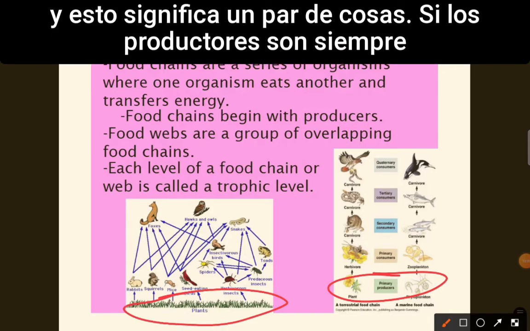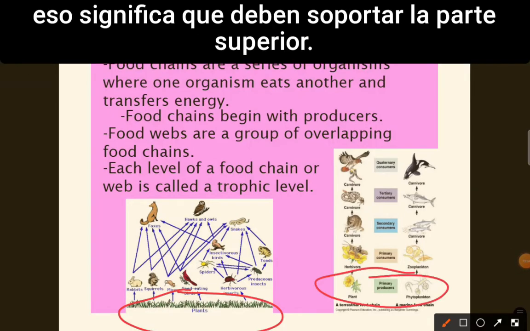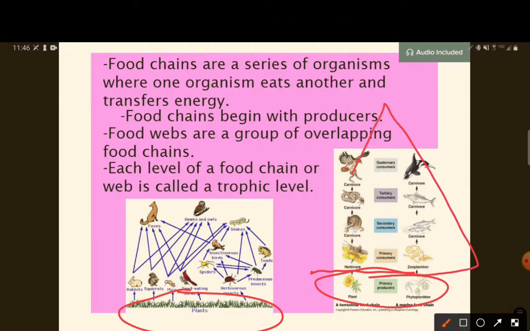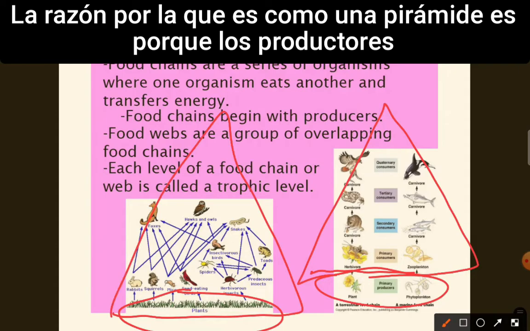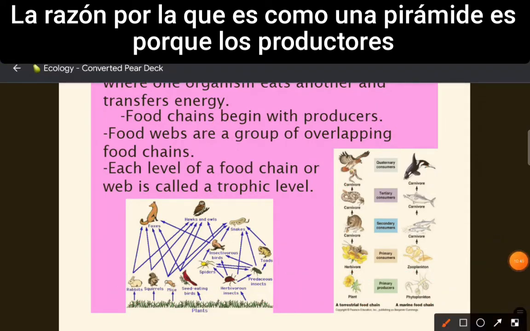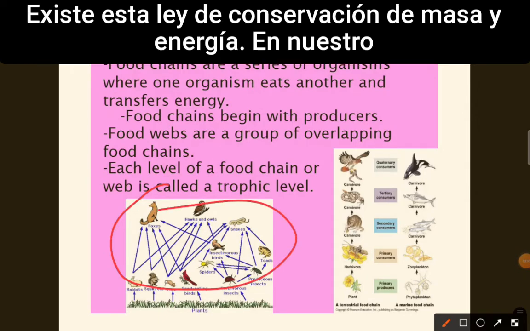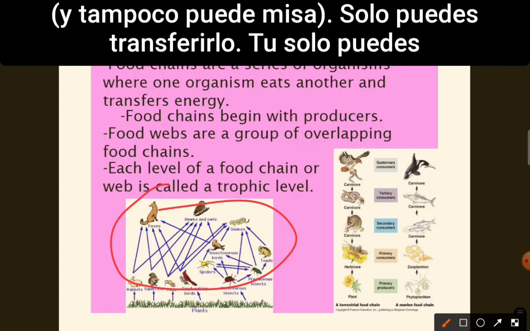And this means a couple of things. If the producers are always at the bottom, that means they must support the top. It's kind of like a pyramid. The reason it's kind of like a pyramid is because the producers have to support all of these other living things. There is this law of conservation of mass and energy in our universe. Energy cannot be created, nor can it be destroyed, and neither can mass. You can only transfer it.